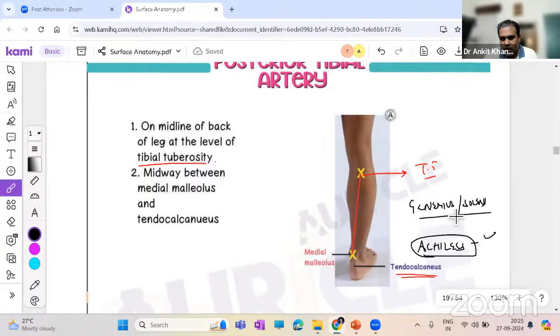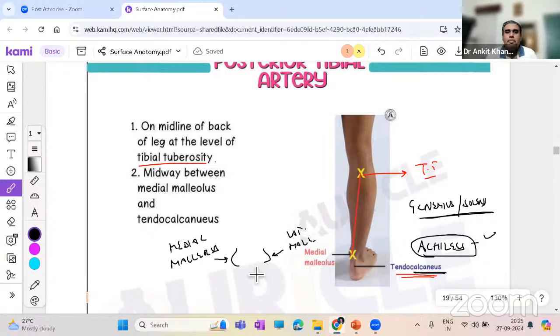So these two bulk muscles form a tendon known as the Achilles tendon, which inserts into the calcaneus bone. So we call it the tendocalcaneus. Fair enough. Apart from this, if you look at your own ankle, on both sides of the ankle you see bony projections. You feel a small elevation. On the medial side, we call it the medial malleolus. On the lateral side, we call it the lateral malleolus.